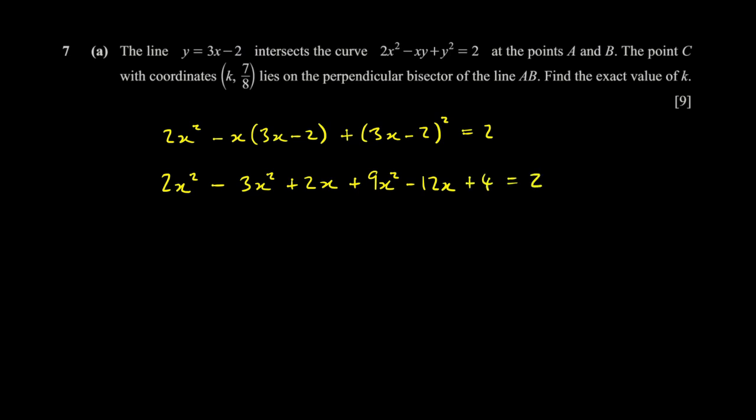So let's try to simplify this as one quadratic. So we've got 2x squared minus 3x squared is negative x squared, plus 9x squared is 8x squared, beg your pardon. Okay, then I've got 2x minus 12x is negative 10x. And what else have I got? I've got this 4, and I'm going to subtract 2, so that'll be plus 2, is equal to 0.